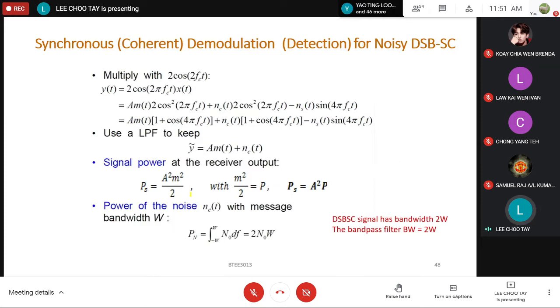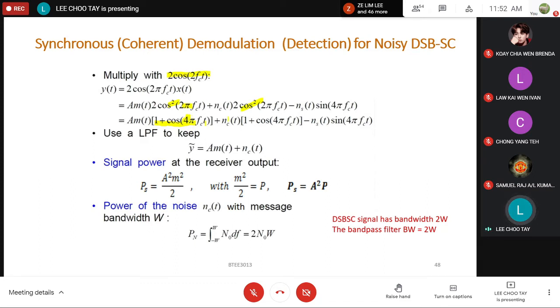Okay, so multiply. After I multiply with the local carrier of amplitude 2, you go through the steps. Here I'm going to have cos square. Here also I have cos square. So applying the trigonometry identity, 2 cos square is basically 1 plus cos of 4 pi fct. All right, because 2 cos square x is equal to 1 plus cos 2x. So this is x, this is 2x. So this is how these 4 come about.